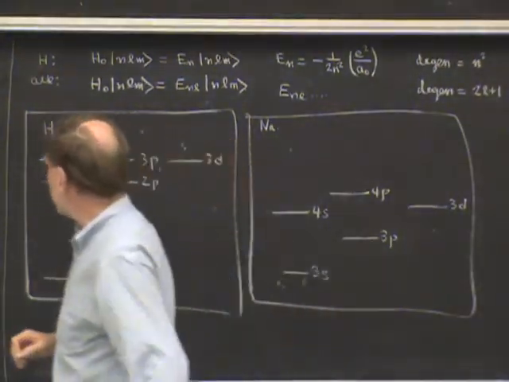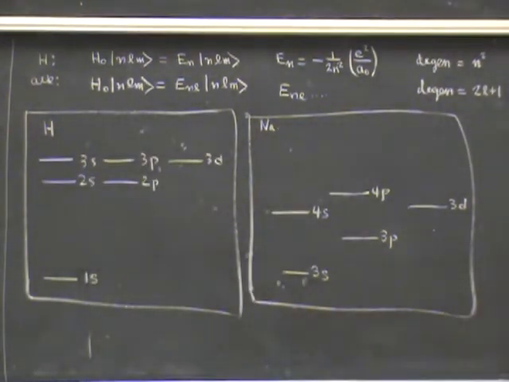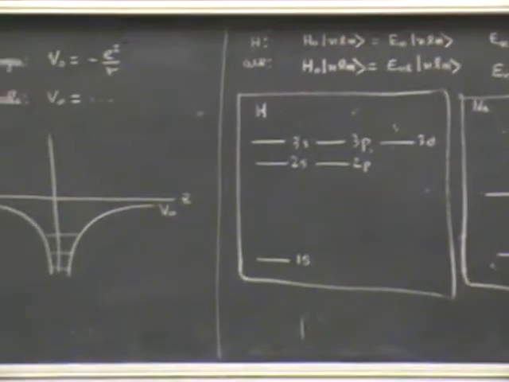Now, next we want to turn to the perturbation. The perturbation, let me do it over here. Perturbation is that there's going to be an electric field in the z direction.